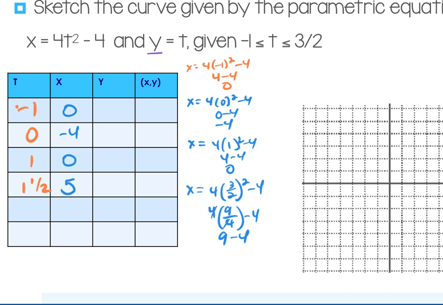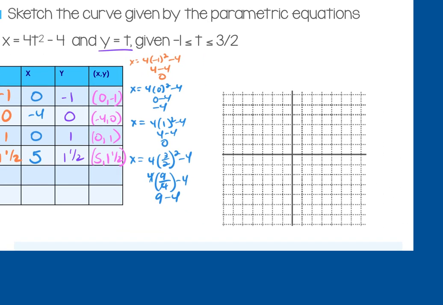And then repeat it for y. y is equal to t. So literally y would be the -1, the 0, the 1, and the 1.5. And then the points are 0, -1; -4, 0; 0, 1; and 5, 1.5. And then graph. And our arrows point towards the larger t.